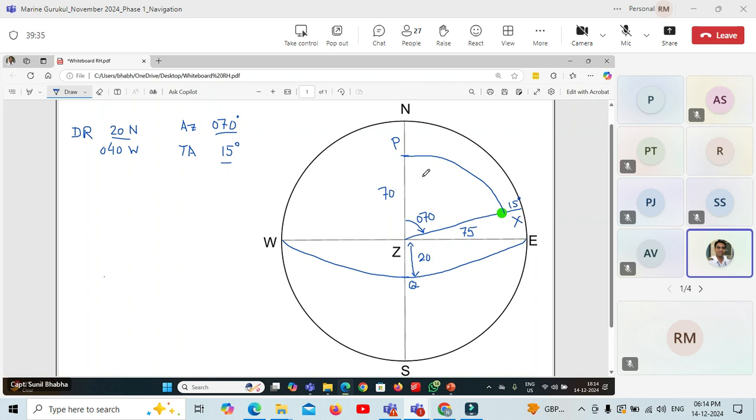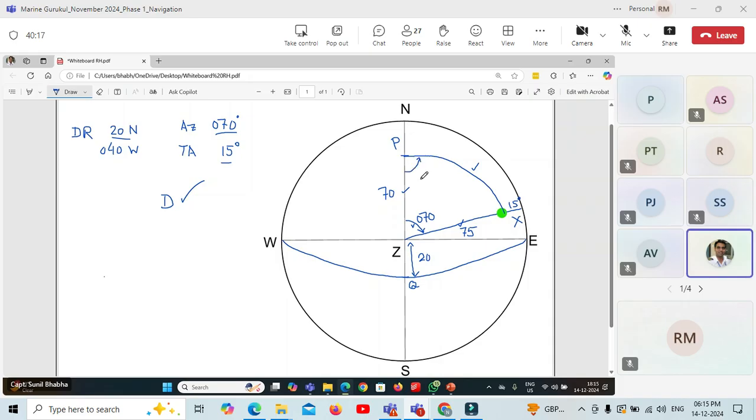Great. Now beta, look at the PZX triangle. I know side PZ, I know side ZX, I know angle Z. Which formula can we apply? Cosine rule, sir. Very good. Two sides and the included angle are known, so the cosine formula is applied. When you apply the cosine formula, you will get PX first. PX is the polar distance. 90 minus PX will give you the declination. So declination can be obtained.